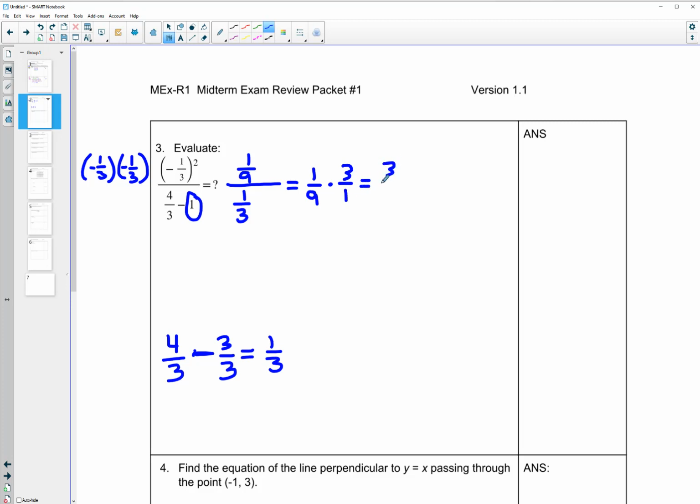Okay? And that's 3/9. And that reduces to 1/3. Always remember to reduce your answers.